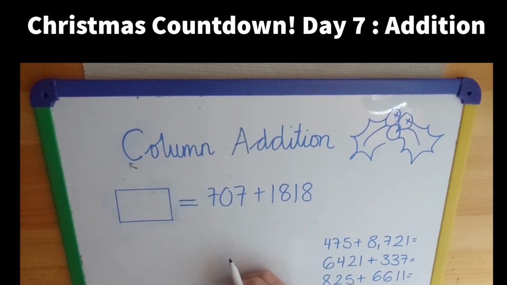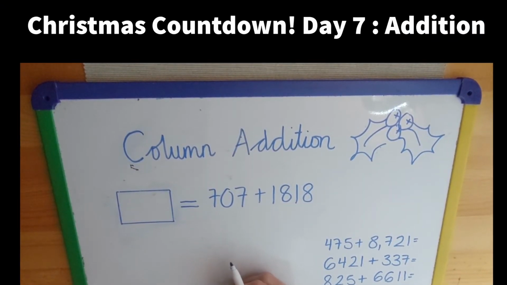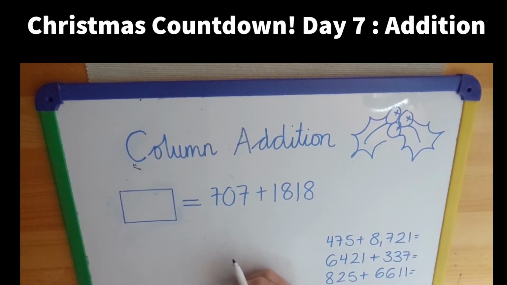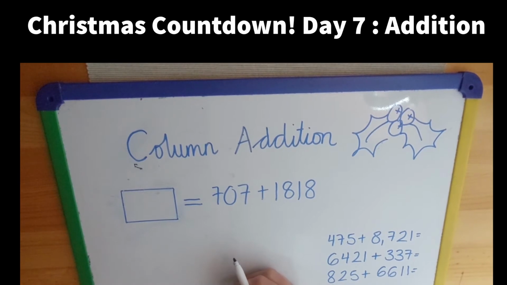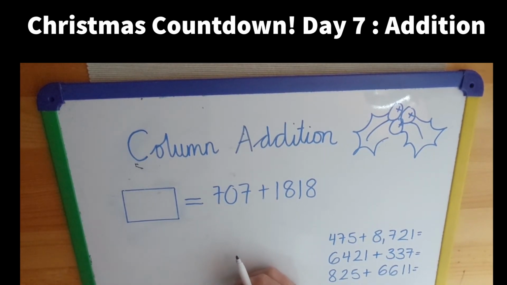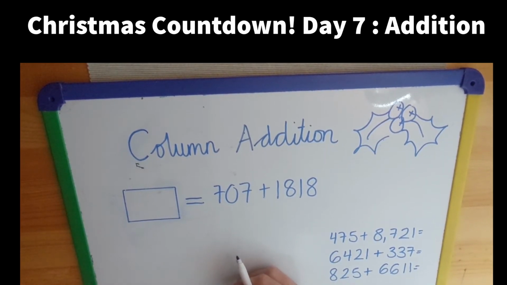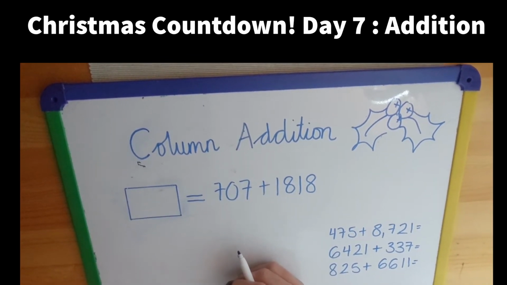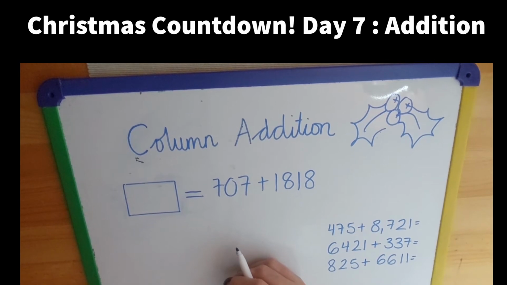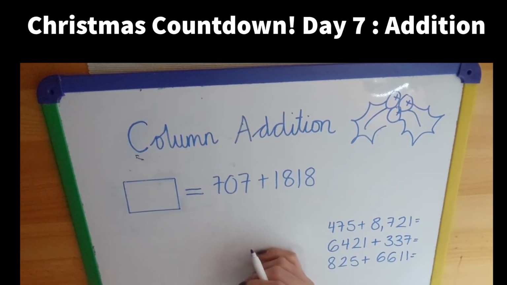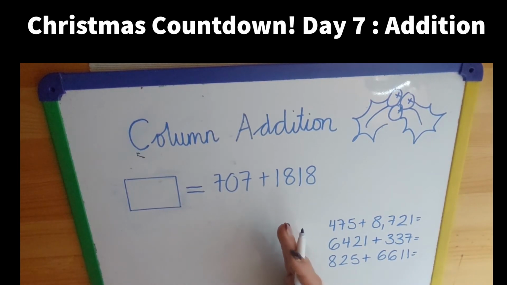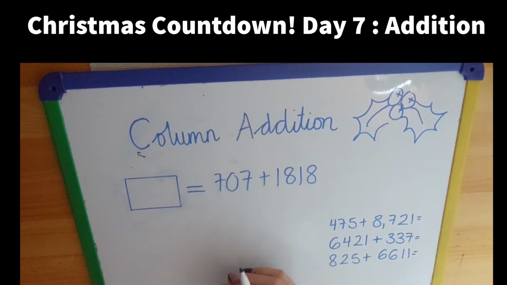Hey everyone, welcome to day 7 of our Christmas countdown, and this is going to be the first video in the range of maths videos that we're going to be doing during this countdown time. So today we're going to be looking at column addition, and we will be going through the 4 operations in our countdown. So this question's been taken from an actual SATs paper, from a Key Stage 2 SATs paper, and we're looking at column addition.